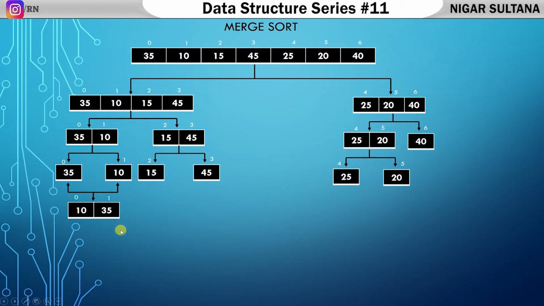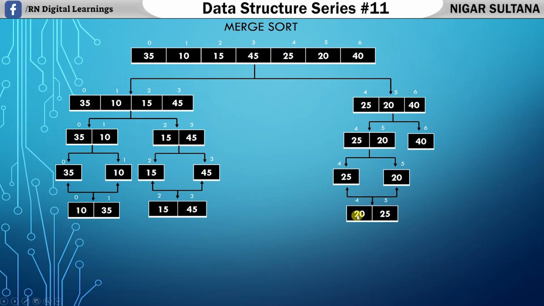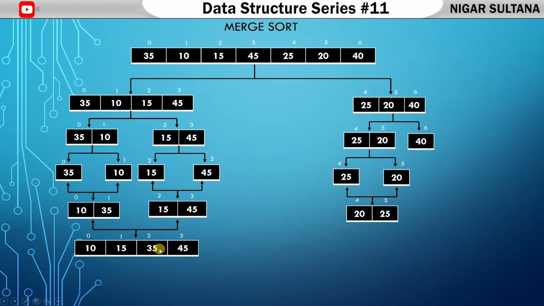Now we start solving these arrays and merging. When we compare 35 and 10, 35 goes to the higher position and 10 comes to the smaller position. Again, 15 is the smaller one and 45 is the higher one. Next, 20 is my smaller one and 25 is the higher one. Now these smaller arrays will again be recursively solved and merged into a single array. 10 will be in the first position because 10 is smaller than these two subarrays: 10, 15, 35 and 45.